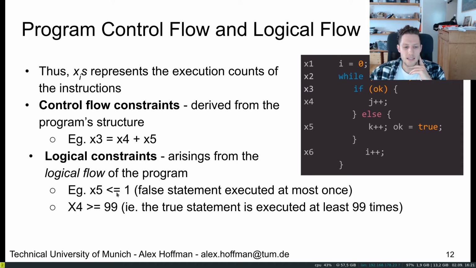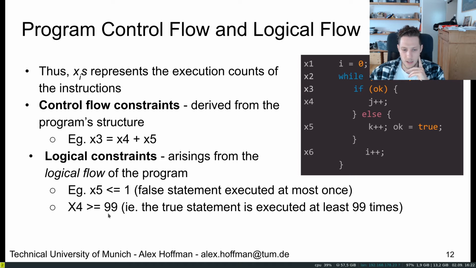meaning we have this logical constraint here that X5 is either less, meaning it could be executed no times, so it would either be 0 or 1 essentially. And X4 is greater than or equal to 99, we can see here. Because we know this one can be executed at most once, and we know that this loop is being executed 100 times because it starts at 0 and goes up to 99, we know that X4 will execute at a minimum 99 times. Therefore, we also have the logical constraint that X4 is greater than or equal to 99.